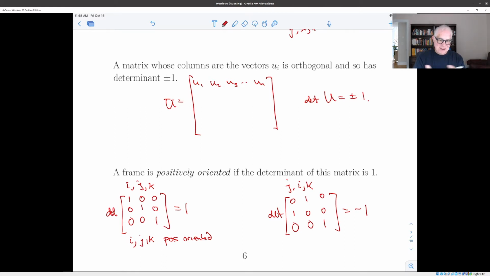Now, just as a little bit of a hint of what's happening here, we made a transposition of the columns and we changed the sign of the determinant. And as you remember, there are some cases where doing a transposition changes the parity of something, and we're going to come back to that in a minute. So J, I, and K is negatively oriented, but I, J, and K is positively oriented. But you can do this for any orthonormal basis.